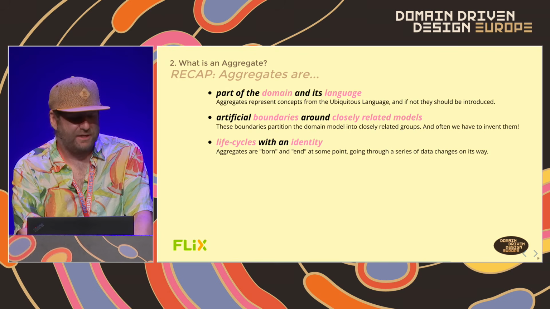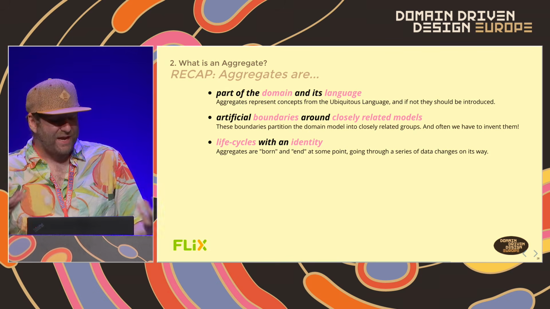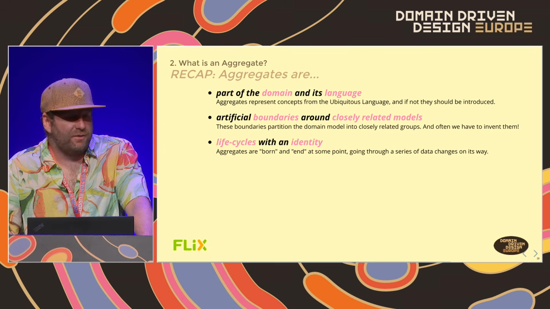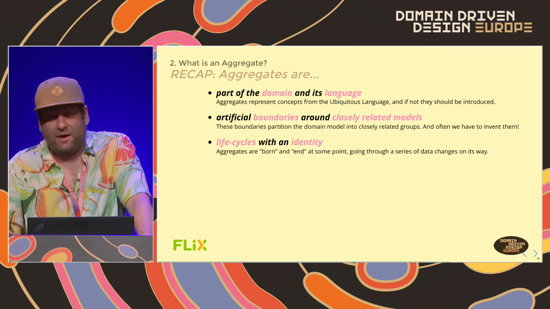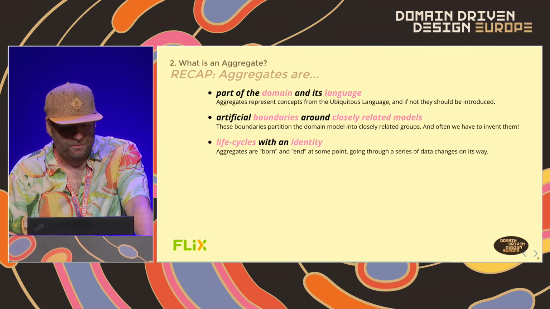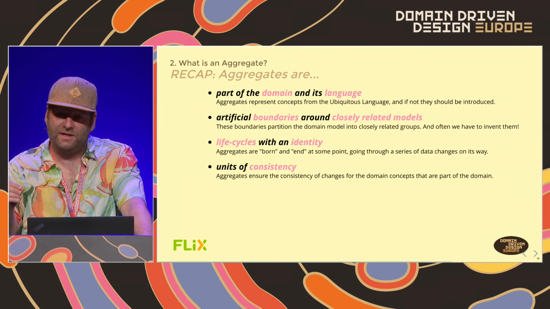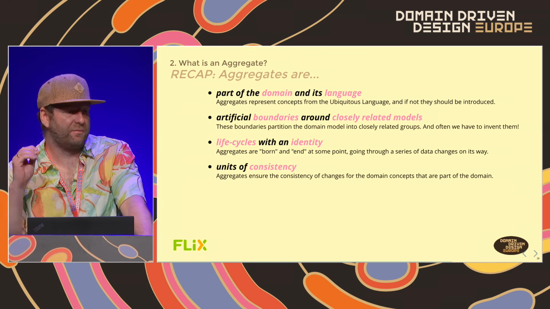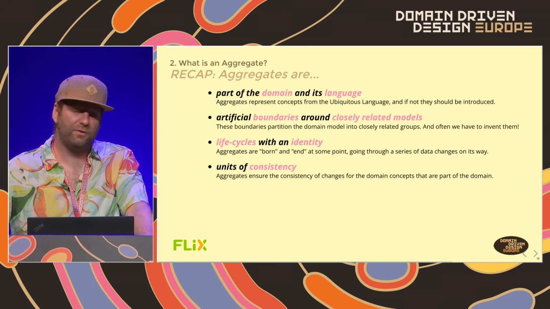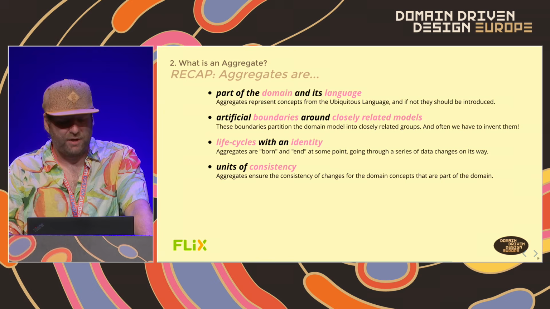There are life cycles with an identity, right? They're somehow born or go through a genesis, and they end at some point. So nothing on this Earth or in this universe actually is infinite. Everything will end at some point. They're units of consistency, right? They guard the inside from all these messy concurrency, parallel processing problems that you have on the outside of it, and make sure that it's consistent at all times.